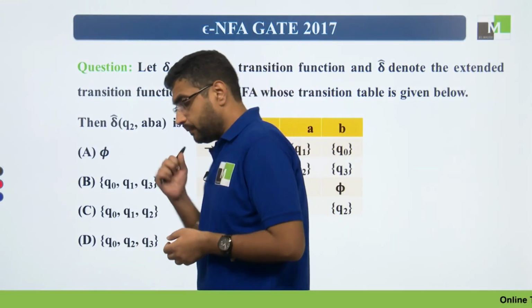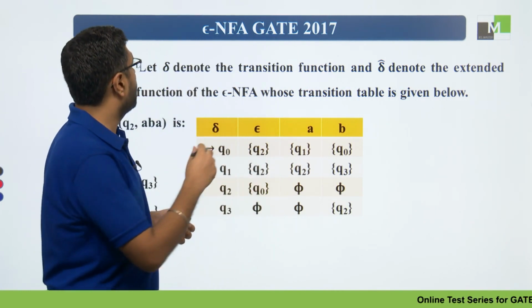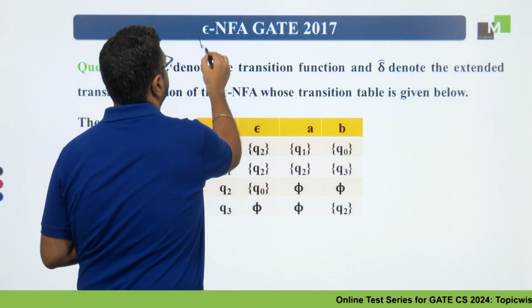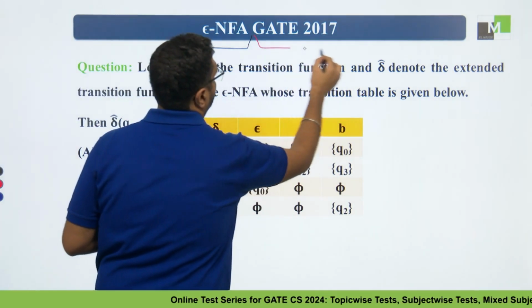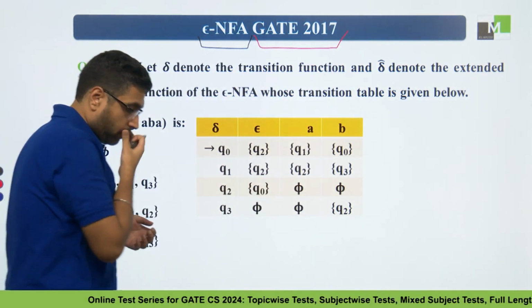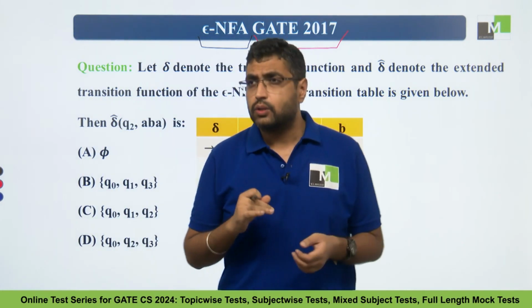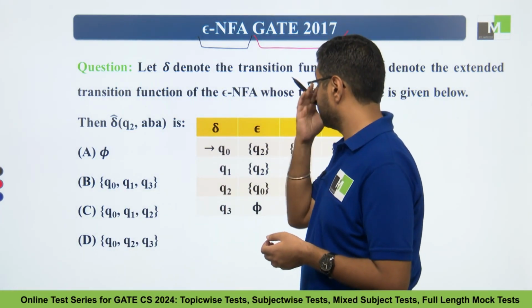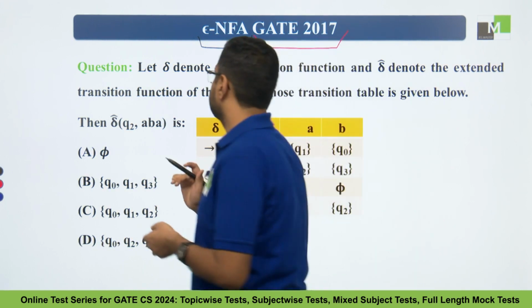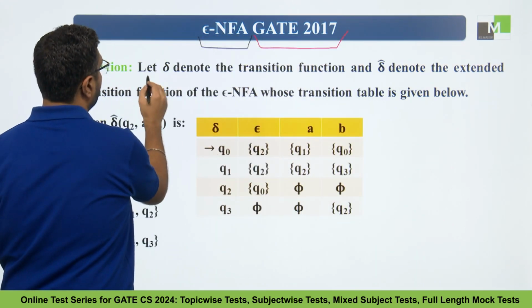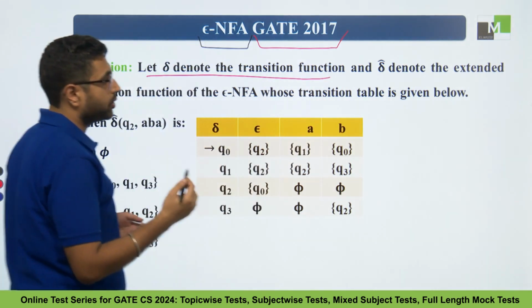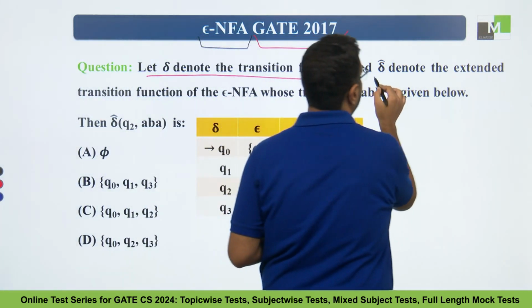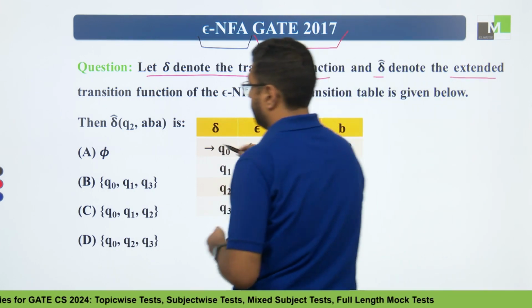This is the first question. It is a question on epsilon NFA, and it has been asked in GATE 2017. Let me read out the question for you. It says that delta denotes the transition function and delta dash denotes the extended transition function, right?